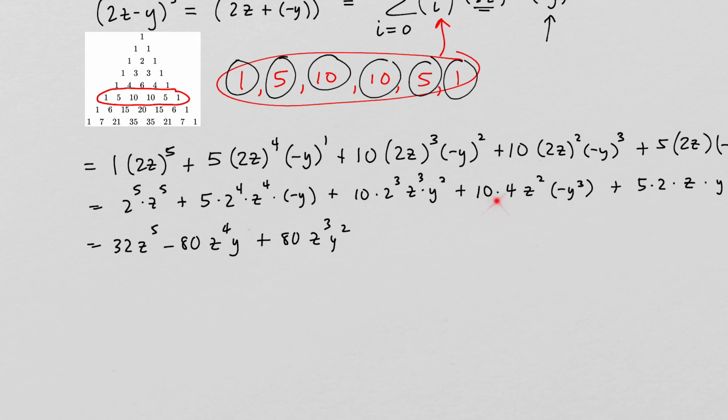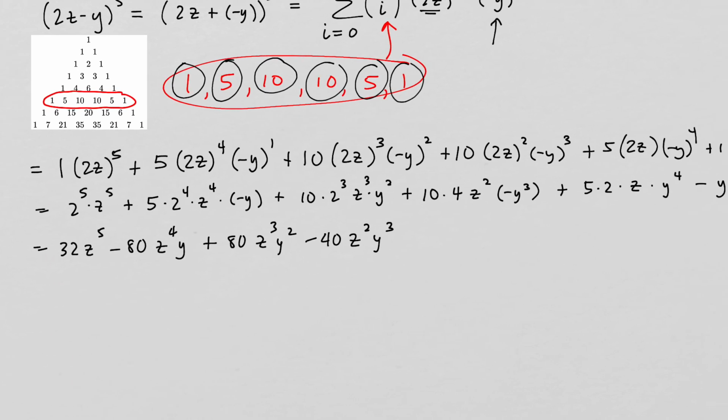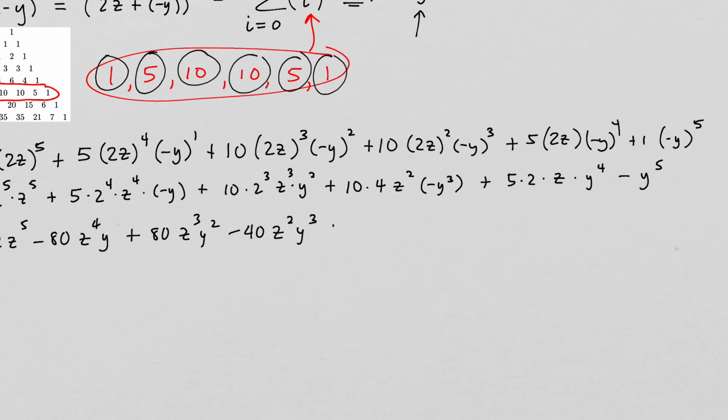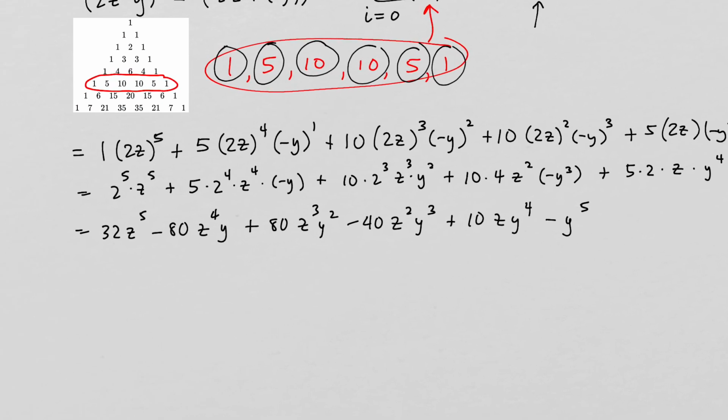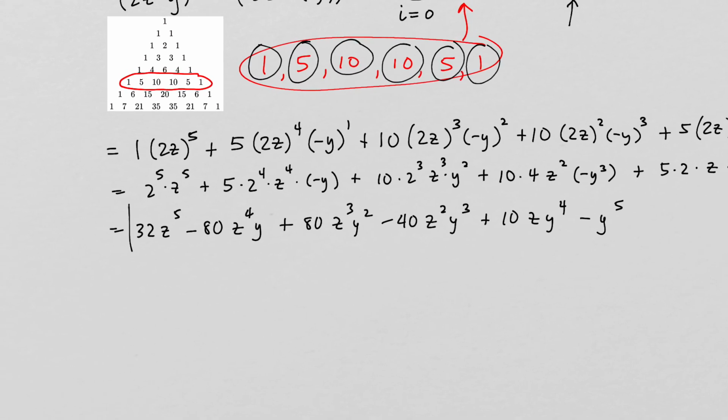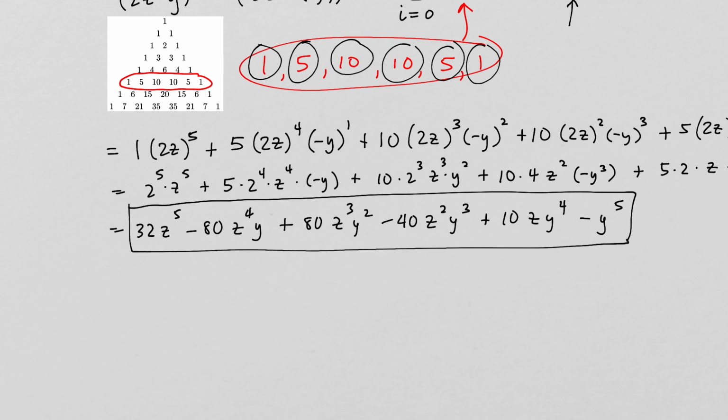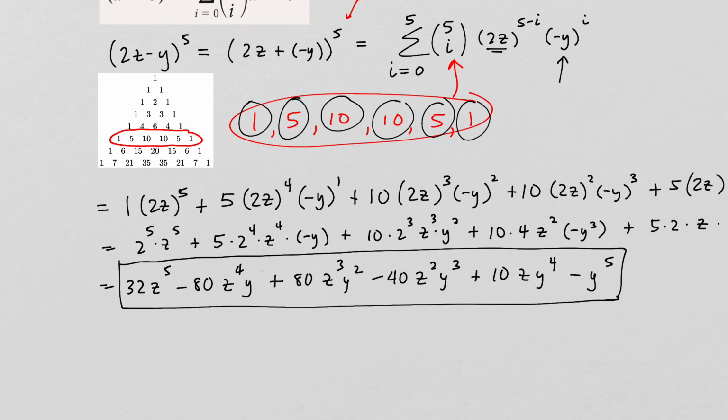Next term, we have 10 times 4 is 40 times negative 1, so that's going to be negative 40 z to the 2nd power, y to the 3rd power. Next term, we have positive 5 times 2 is 10, so that's going to be 10z times y to the 4th. And our last term is minus y to the 5th. And so there is the expansion of 2z minus y quantity to the 5th power.